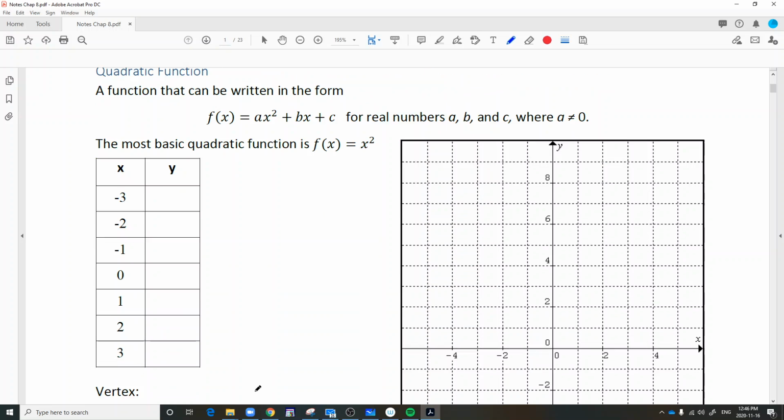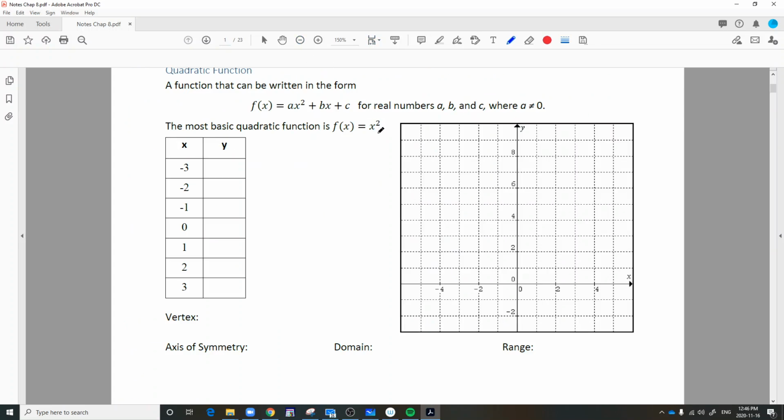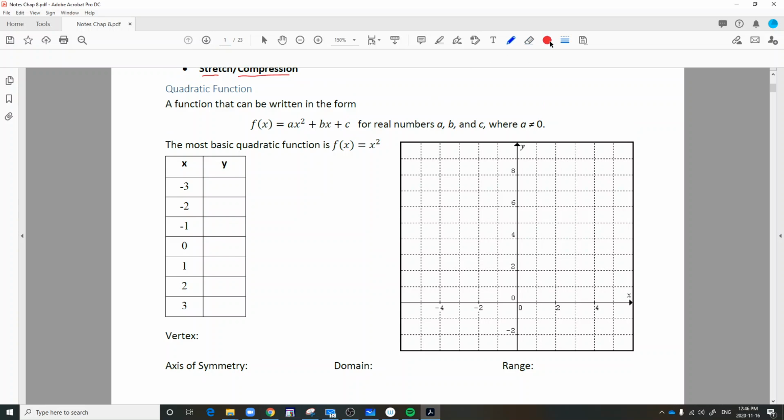But to do any of that, the first thing you need to know is what a basic quadratic function looks like. So a quadratic function is anything that can be written in the form f(x) = ax² + bx + c. And you have to have real numbers for a, b, and c. Meaning they can't be imaginary, obviously, and the a can't be 0. And obviously the a can't be 0 because if a was 0, you wouldn't have your x² term. So your most basic quadratic function is f(x) = x². We're going to rewrite that as y = x².